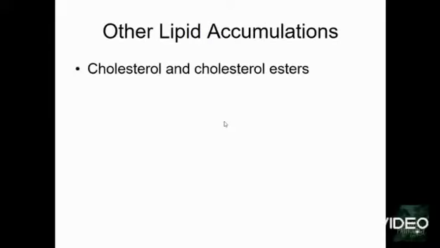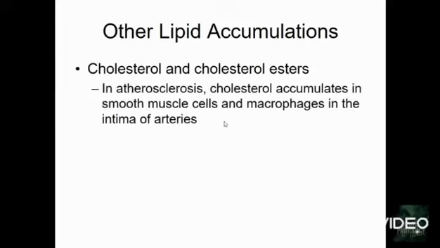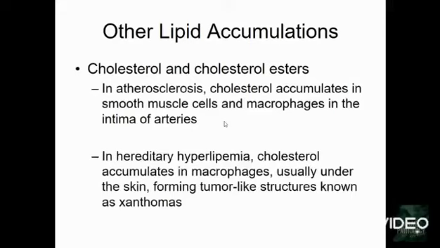Now let's move on to other lipid accumulations. It could be cholesterol and cholesterol esters. The most common example which we give in cholesterol accumulation is atherosclerosis. We all know that in atherosclerosis, cholesterol accumulates in the smooth muscle cells and the macrophages in the intima of the blood vessels, particularly the arteries. In the case of hereditary hyperlipidemia, the cholesterol accumulates in the macrophages, usually under the skin, and these are the ones which form tumor-like structures, and these are known as xanthomas. So, xanthomas are basically collections of macrophages with accumulated cholesterol. They are seen in cases of hereditary hyperlipidemias.